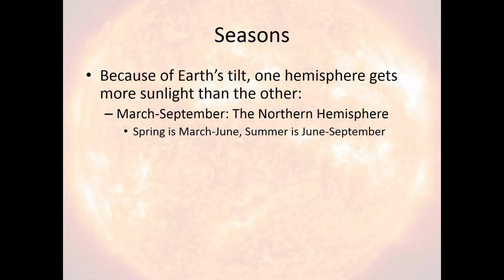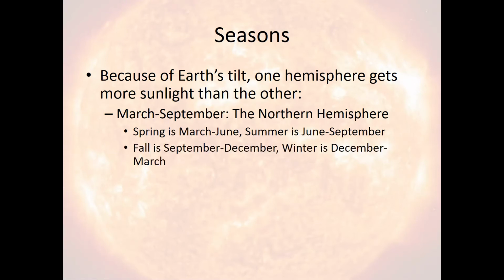And as a result, spring is from March through June, and then in June, the sun actually has traveled the furthest to the north. It's directly overhead at 23.5 degrees north. And that marks the beginning of summer. And then summer is from June through September.